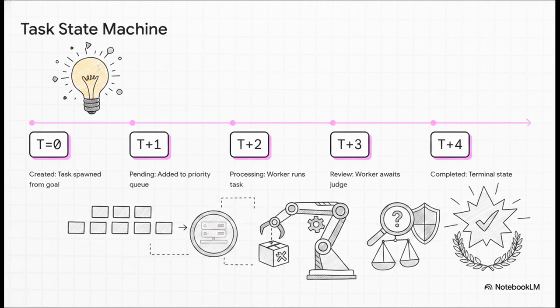When a worker grabs it, it's actively processing. After it's built, it hits pending review. And only when the autonomous judge fully approves the work does it finally reach that ultimate completed terminal state.